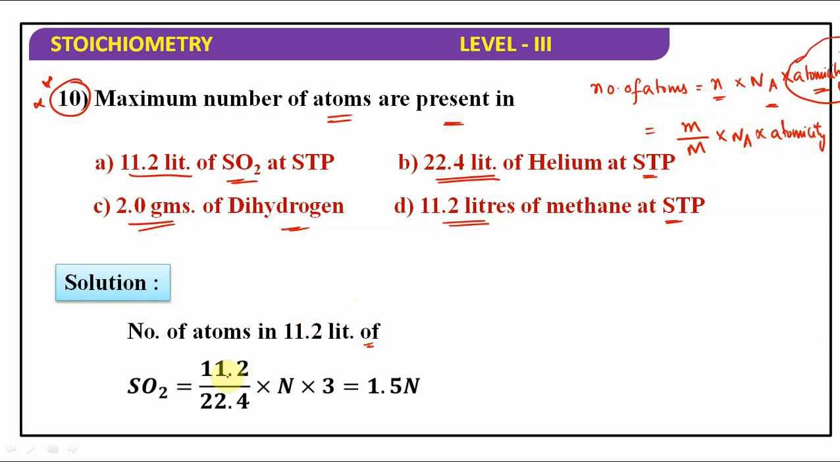In case of SO2, they give volume, no? Instead of mass, given volume; instead of molar mass, molar volume. Given volume is 11.2, molar volume is 22.4, into Avogadro number into 3. Atomicity is 3: 1 sulfur, 2 oxygens, 1 plus 2 is equal to 3. If we solve it, it will give 1.5 N. Clear? So 1.5 N atoms are present in 11.2 liter of SO2.